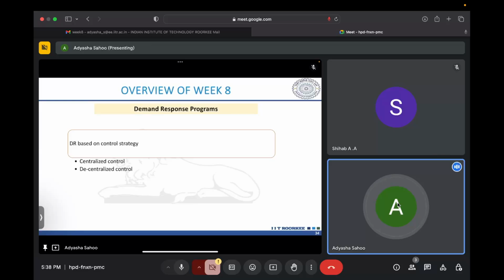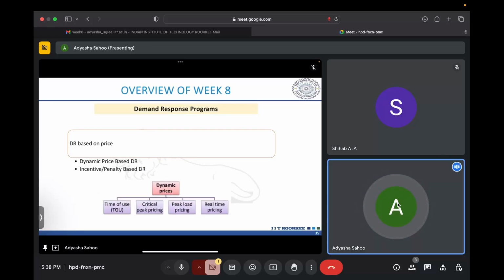Now, depending upon the control strategy, it can be centralized or decentralized. In centralized control, the system operator will directly give the command to the demand to decrease or increase. But in decentralized control, it will not directly tell the load to decrease or increase. Rather, it may increase the price so that the load consumption will decrease. So influencing the demand indirectly is the decentralized control.